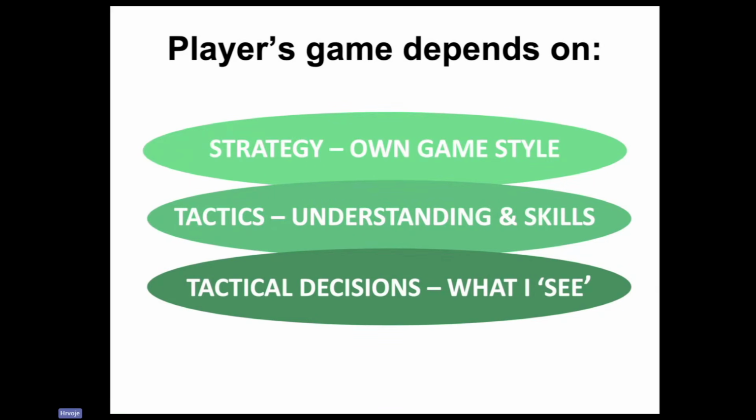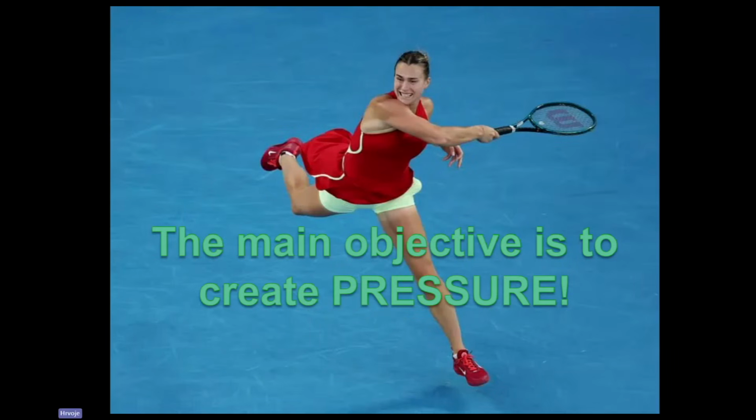But with all game styles, there is the same main objective. And the main objective in the game is to create pressure. Yes, I use Sabalenka here as an example. And the way she creates pressure, of course, is the pace, the speed of the ball. But you can create pressure by using space, by changing rhythm, or just by consistency. So pressure is not just speed of the ball.